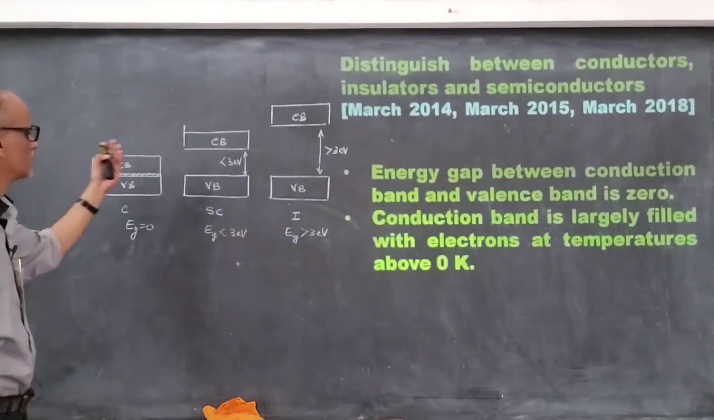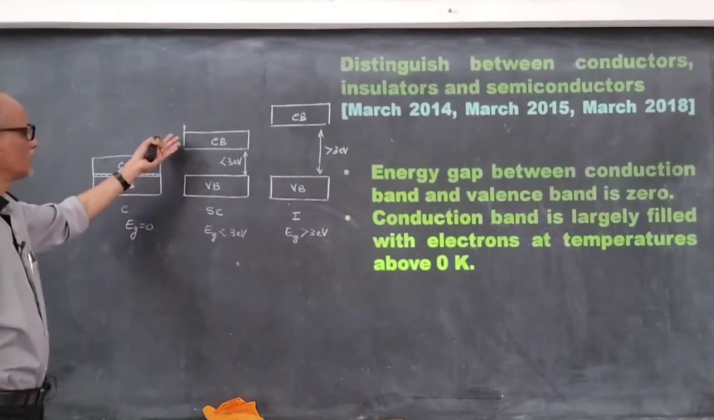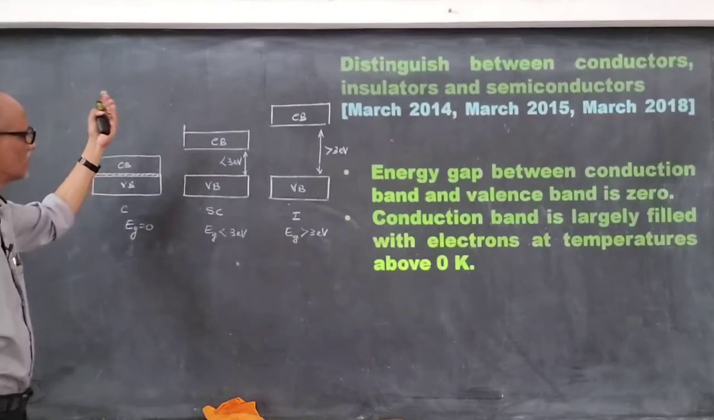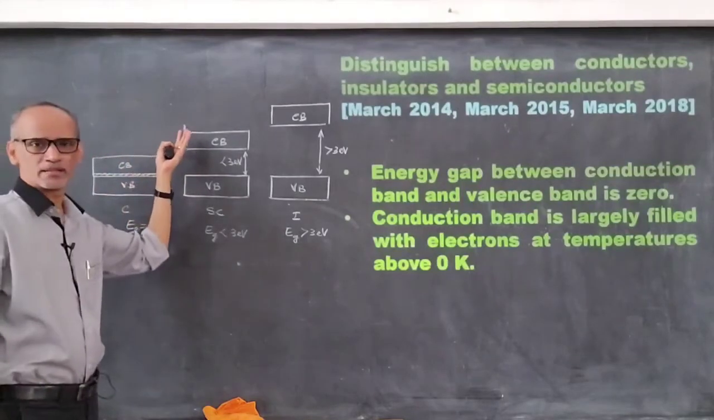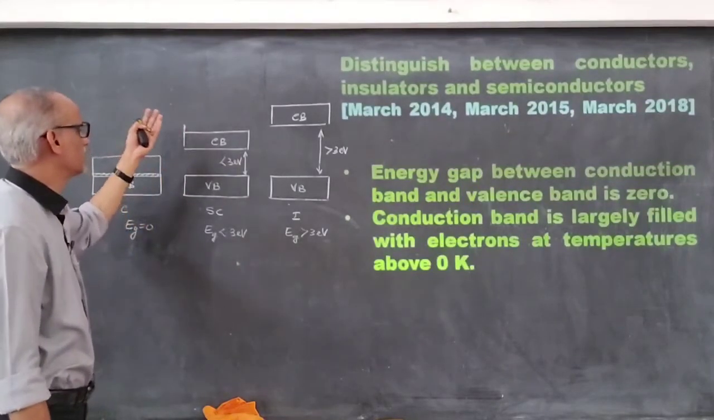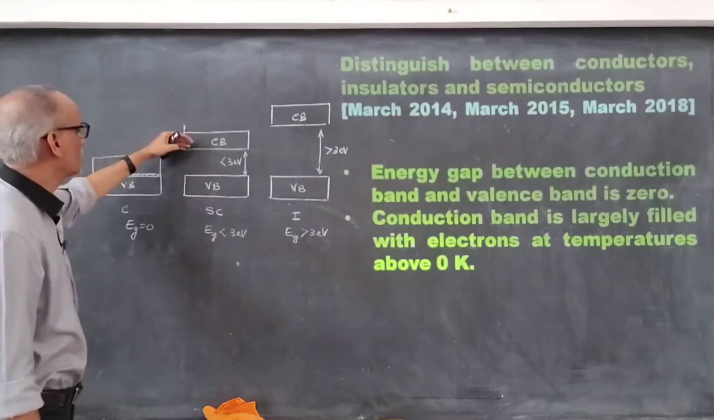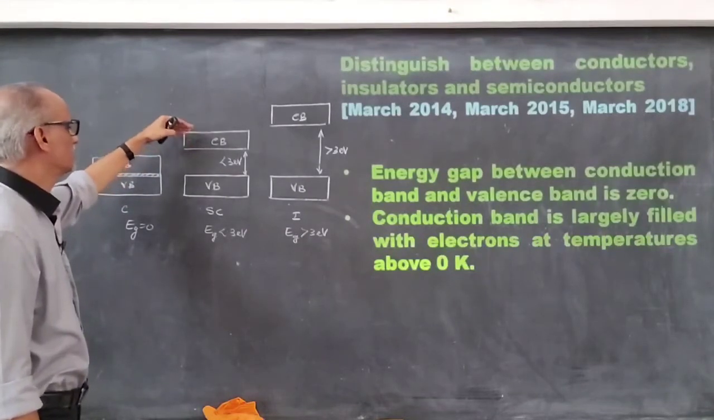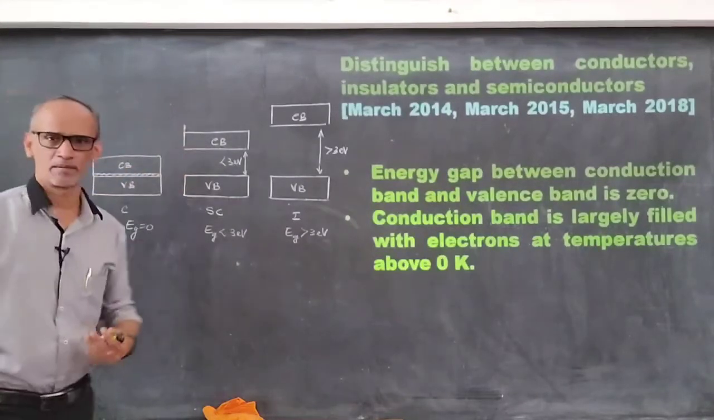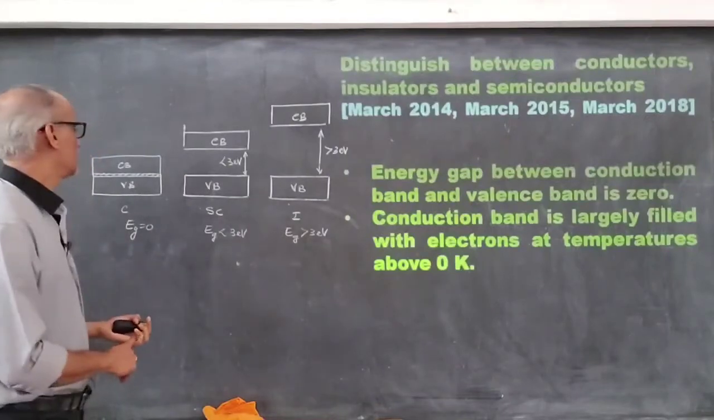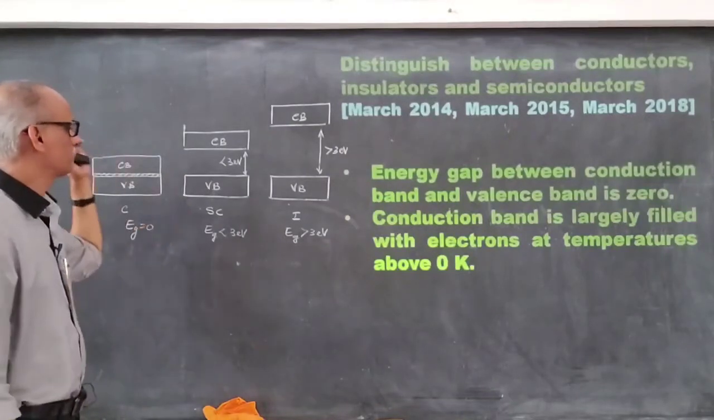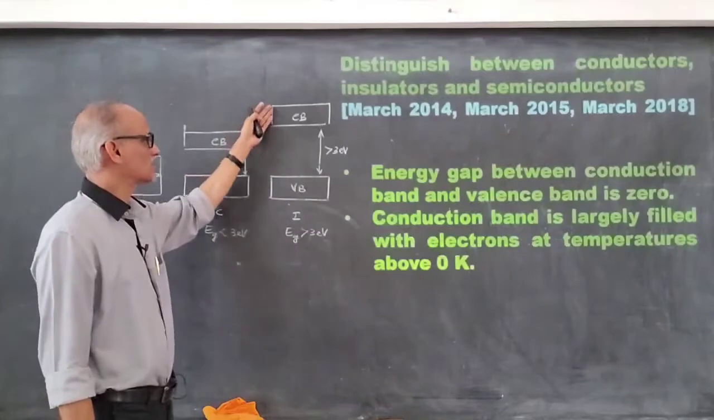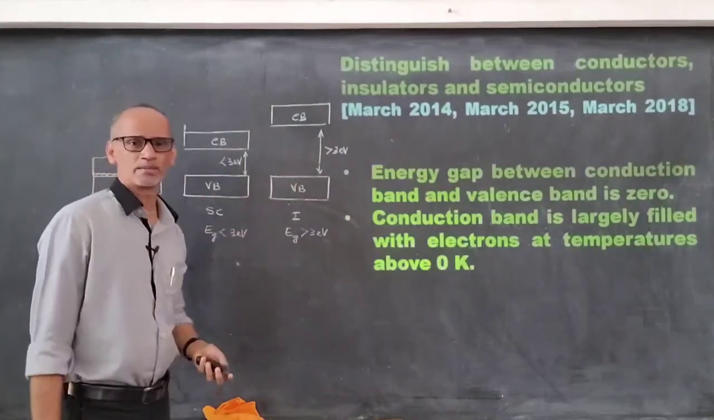Whereas, in the case of semiconductor, above 0 Kelvin, the number of electrons available is very small; a very small amount of electrons are present in the conduction band above 0 Kelvin. Partially the electrons are available, whereas in an insulator no electrons are available in the conduction band above 0 Kelvin.